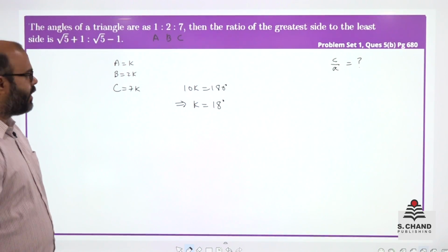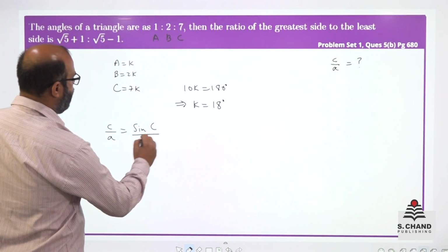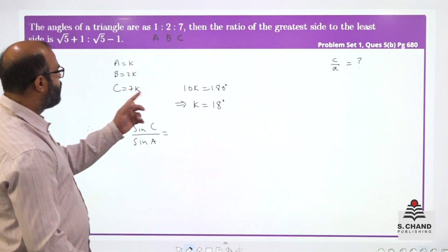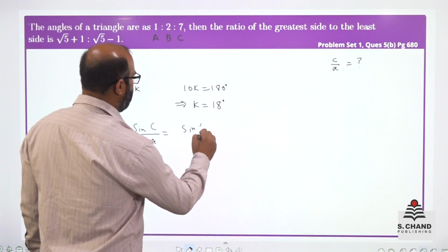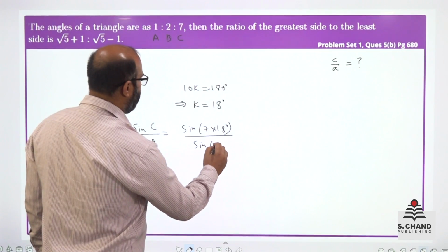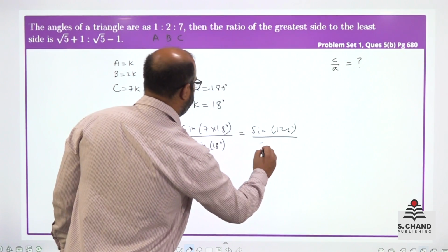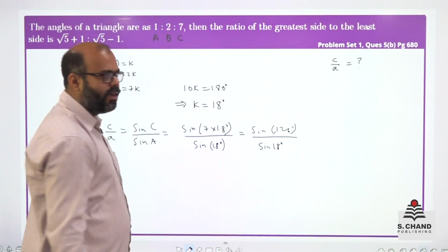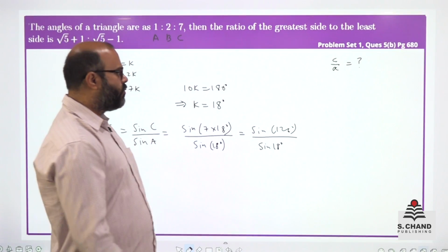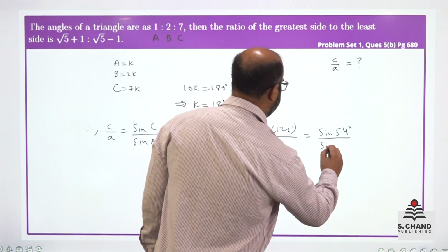Now if K is equal to 18 degree, c by a, which we have to find, is nothing but sine C by sine A by sine rule. So we say that sine C is sine 7K, sine 7 into 18 degree upon sine A is sine 18 degree. Now this is sine 126 degree upon sine 18 degree, and sine 126 degree by allied angle formula is sine of 180 minus 54 degree, which will finally become sine of 54 degree. So this is sine 54 by sine 18.